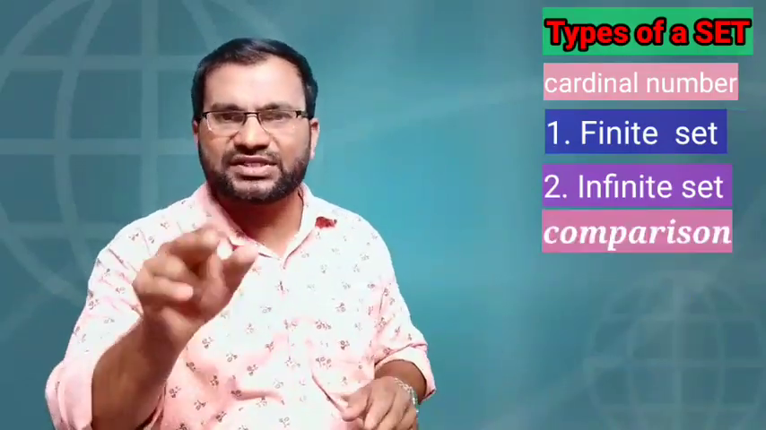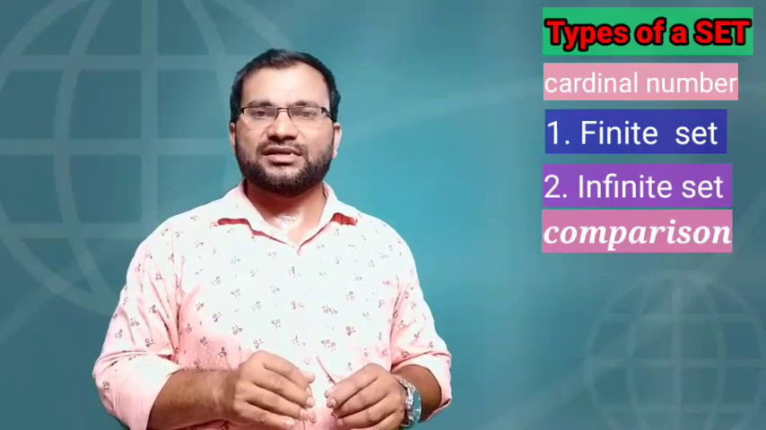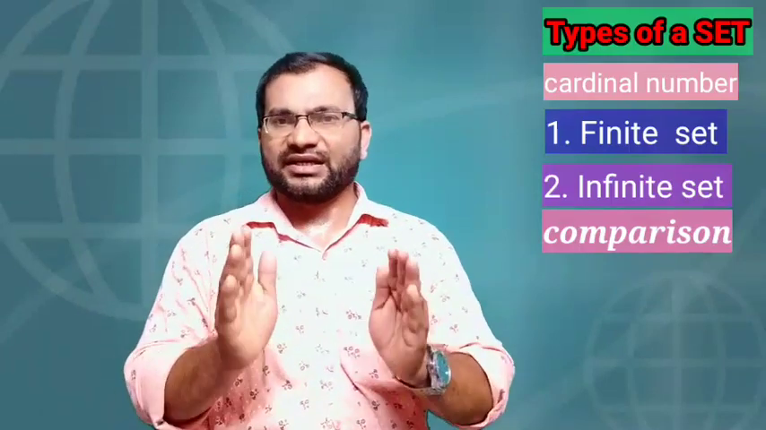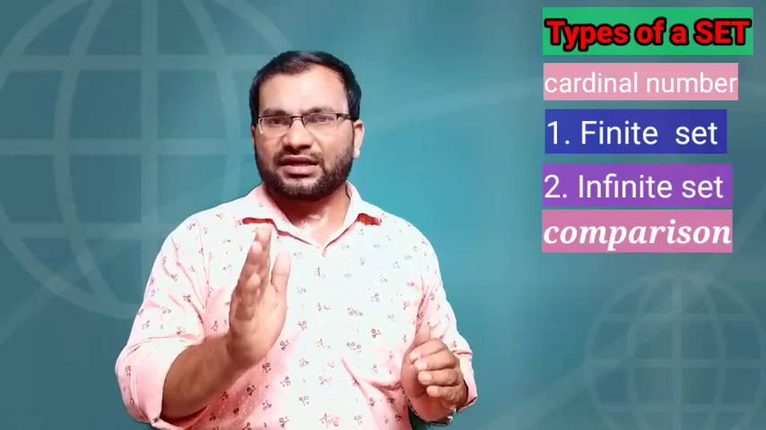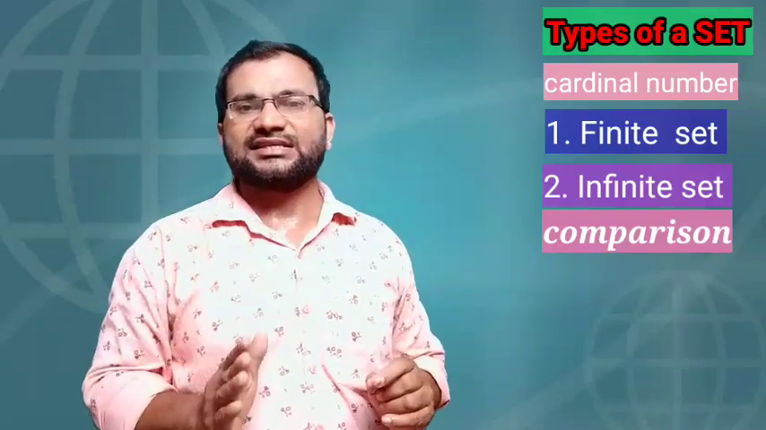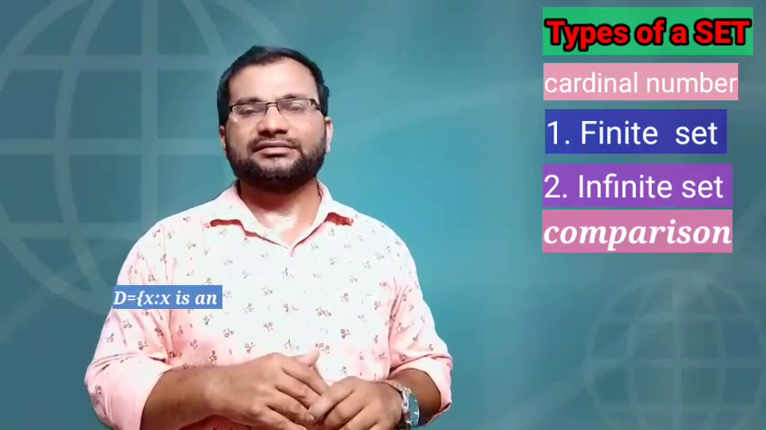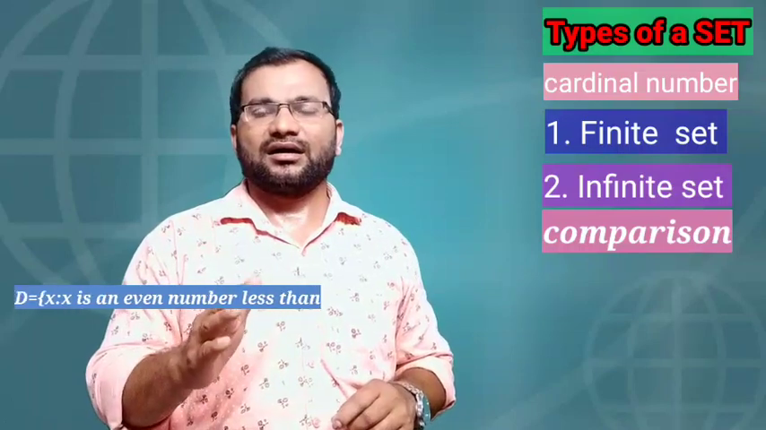By the comparison of sets, we can say some types of sets. By the comparison of two sets. Suppose I take my set D = {x such that x is an even number below 20}.